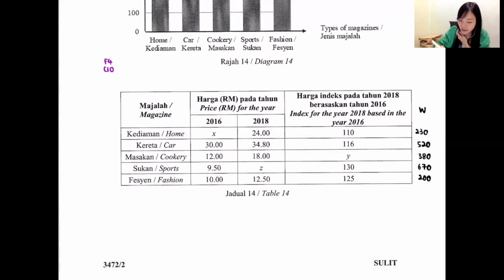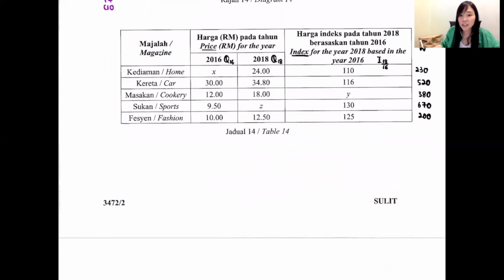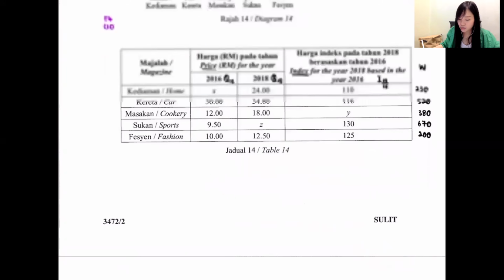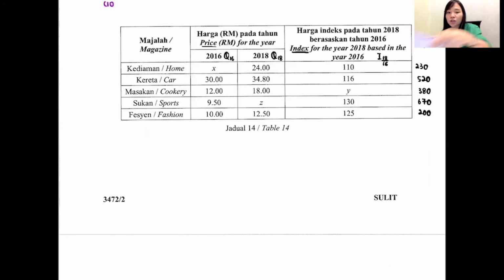Please, okay? So my dear, first, this is the price. Price, we call it Q. So this is the price for the year 2016. This is the price for the year 2018. This one is the index. Index, we call it I. So this one is the I for 18 out of 16. So every single thing I already tried to label for you guys. Guys, let's start from A. I don't think I will flip like that. Can you guys look at the questions yourself?